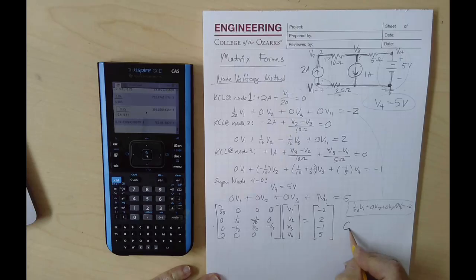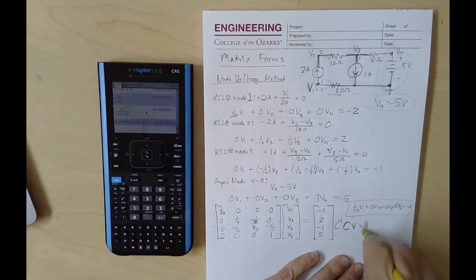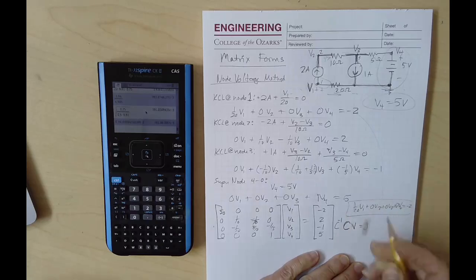So let's just write this in matrix form: some matrix C times the vector V equals some constant vector. Let's just call it D. And so if we want to solve this for V, we can't divide by matrices. With matrices, we multiply by the inverse. So we're going to left multiply both sides by the inverse.